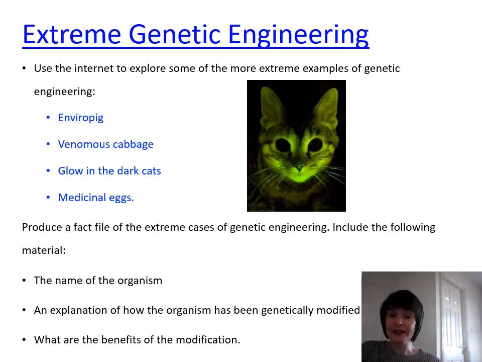This is going to be a wee extension task: you can actually look at extreme genetic engineering, and we've got 4 examples there: the EnviroPig, venomous cabbage, glow-in-the-dark cats, and medicinal eggs. If you're really interested in genetic engineering as a process, getting your teeth into some of the extreme cases can actually be quite interesting. But again, that's up to your teacher whether they set you that as a piece of work or not, a wee extension there.